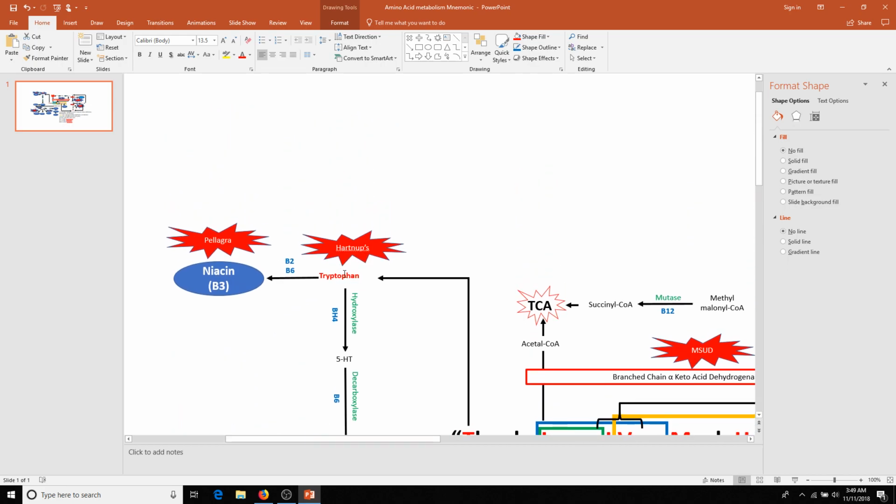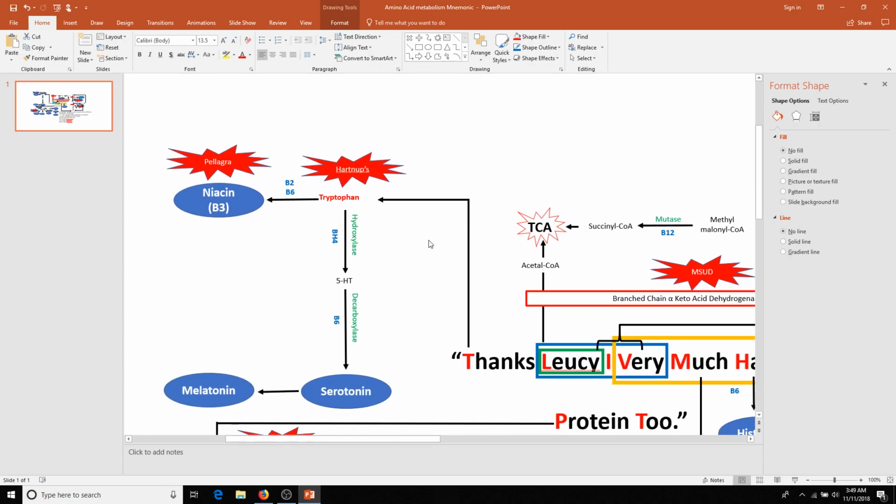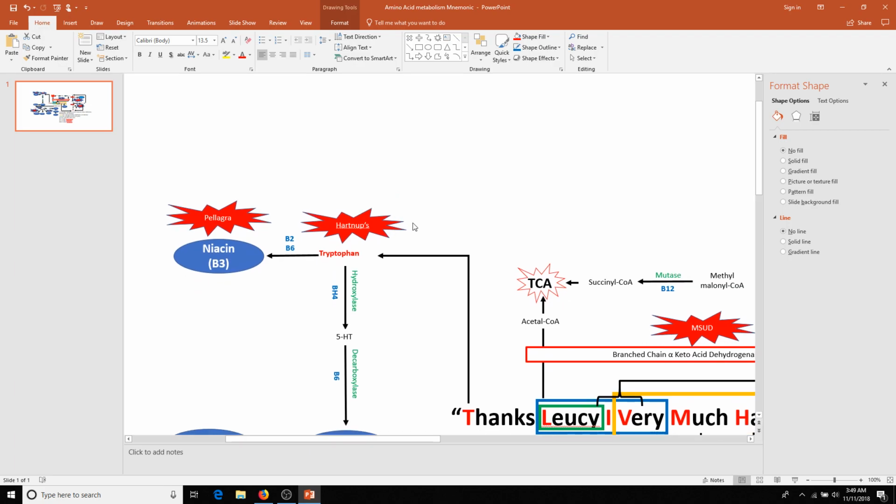Tryptophan is also used, and it uses B2 and B6. You don't have to know the enzymes. Just know that tryptophan helps you make niacin. Why is this important is because we have a disease called Hartnup, and that's basically where your gut does not absorb neutral, nonpolar amino acids like tryptophan. And so if you can't absorb tryptophan very well, then you're not going to be making as much niacin. So you're going to end up getting pellagra, which you should know about pellagra already.